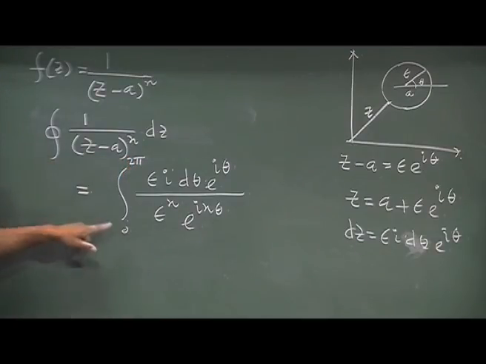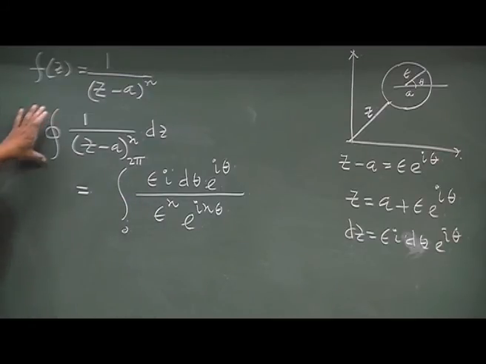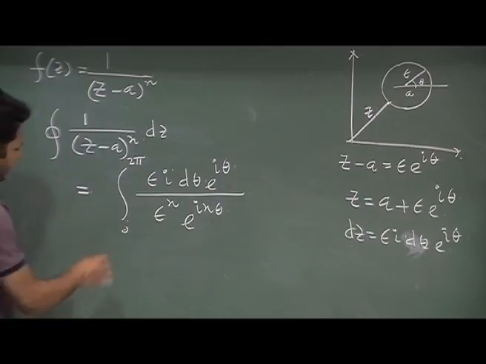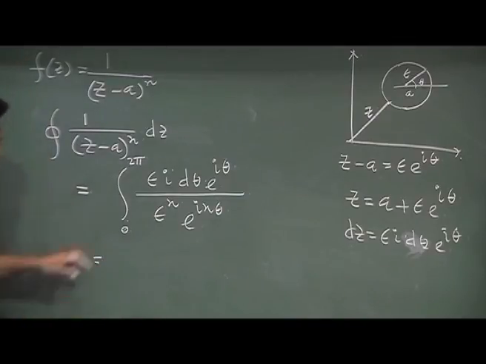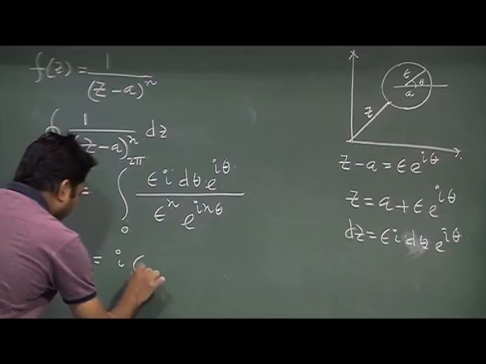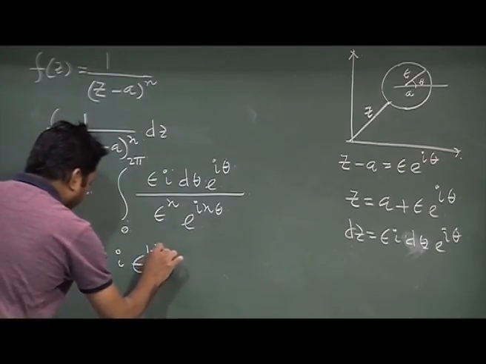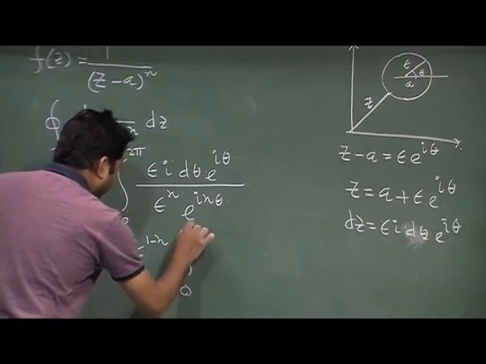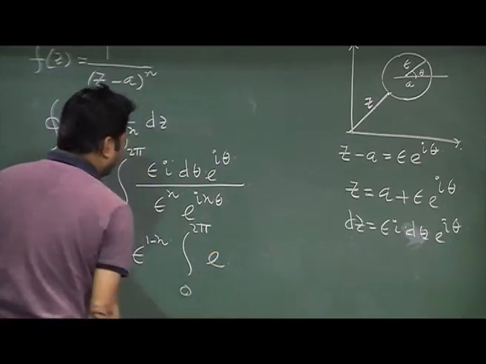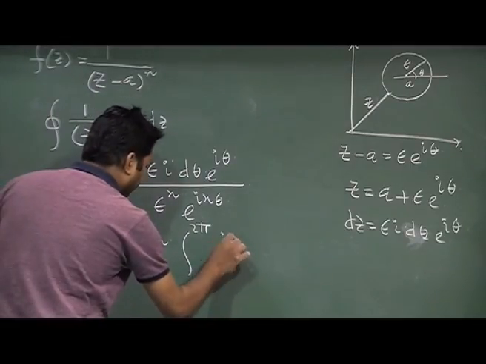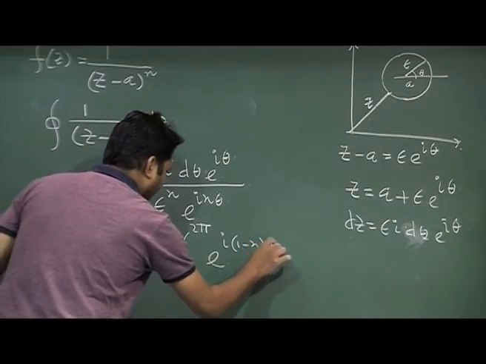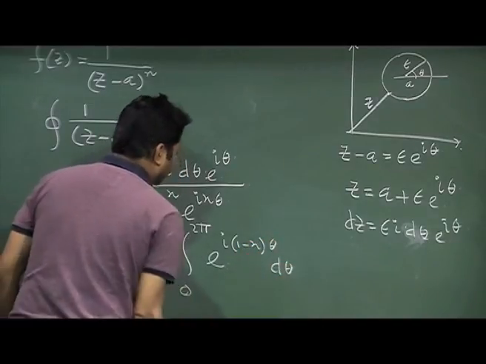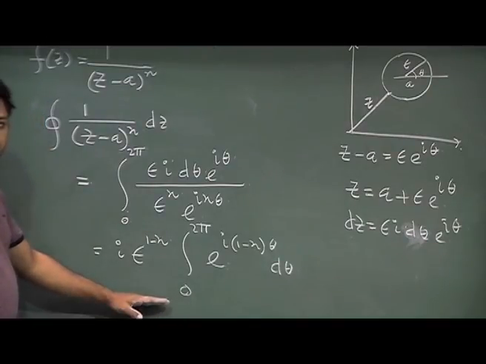This closed integral and these things are identical now, because epsilon is not going to change. So, closed integral here eventually means that my integration is 0 to 2 pi. Now, it is i epsilon^(1-n) integration 0 to 2 pi e^(i(1-n)θ) dθ. I am having this expression now in my hand.